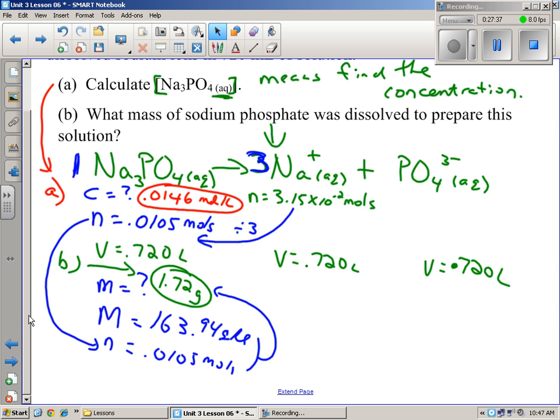So basically how you would have gotten this is you would have taken 1.72 grams of sodium phosphate from the back room solid. You would have dumped that into 720 milliliters. Okay? You would have gotten this concentration here, 0.01046 molar. And as a result, you would have 0.0105 moles of solid. For every 1 mole, you end up with 3 moles of sodium ions, because there are 3 times the number of sodium ions for every 1 compound. All right? Is that good? Any questions so far? Questions, anyone?